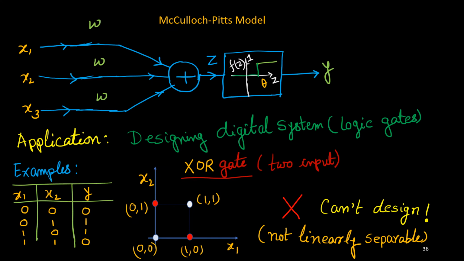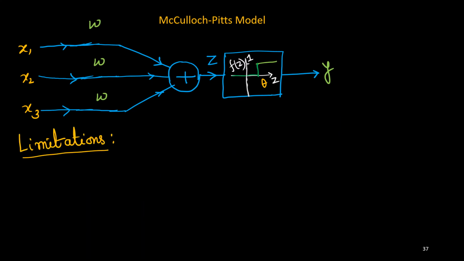We can't design it because it is not linearly separable. The meaning is that by using one straight line, we cannot separate these two groups. So this is one thing. Now, what are the limitations of this McCulloch-Pitts model?